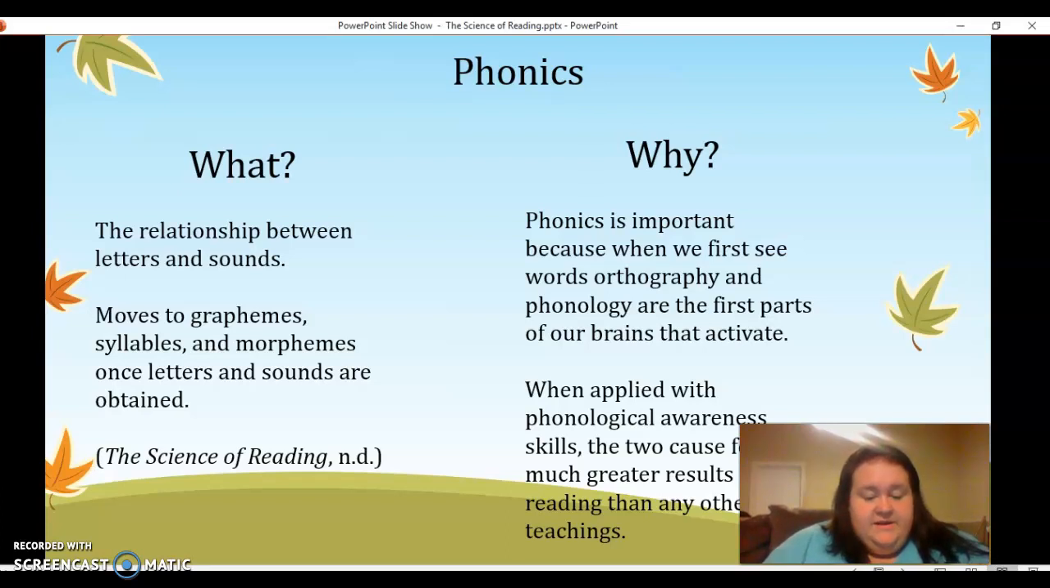The area of pronunciation and spelling in our brains activates before other parts of the brain do. So that's why it's so important for students to learn phonics, because that part of the brain activates before other parts of the brain do.